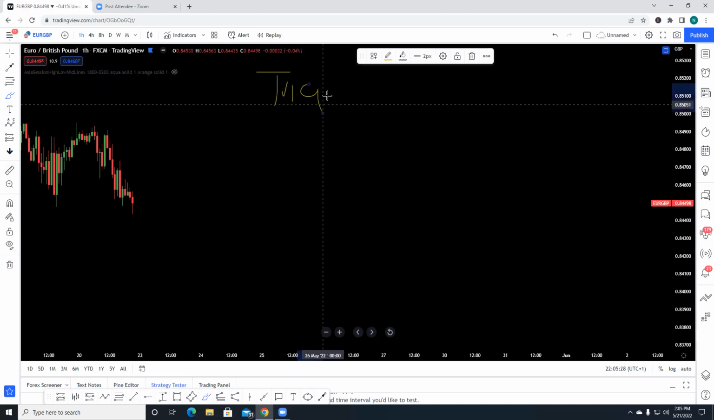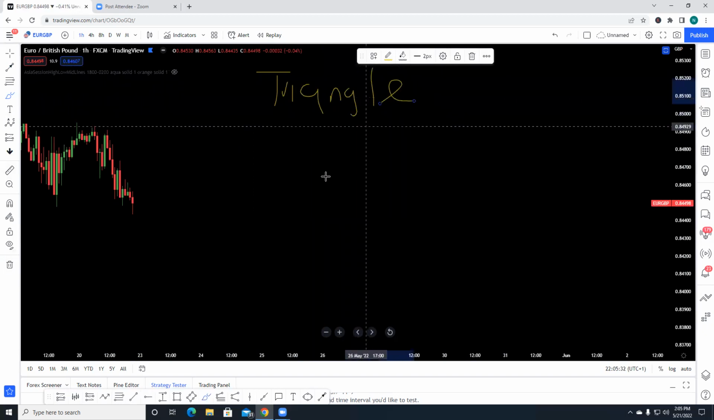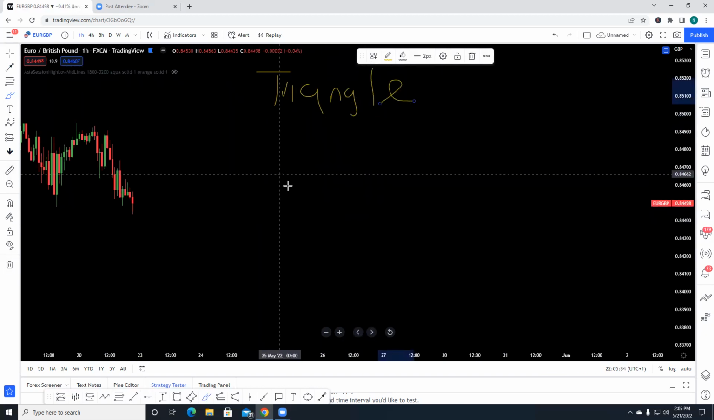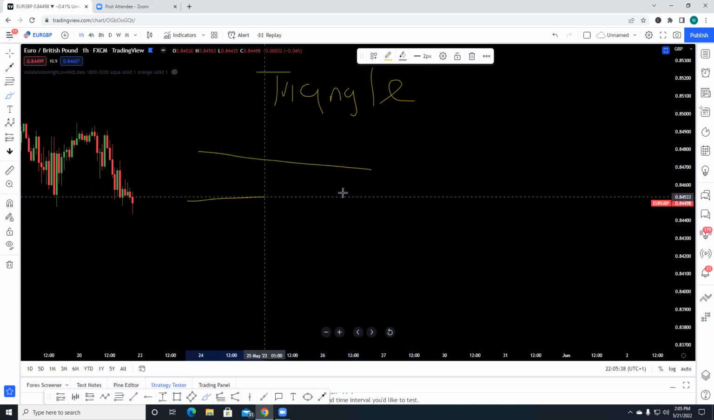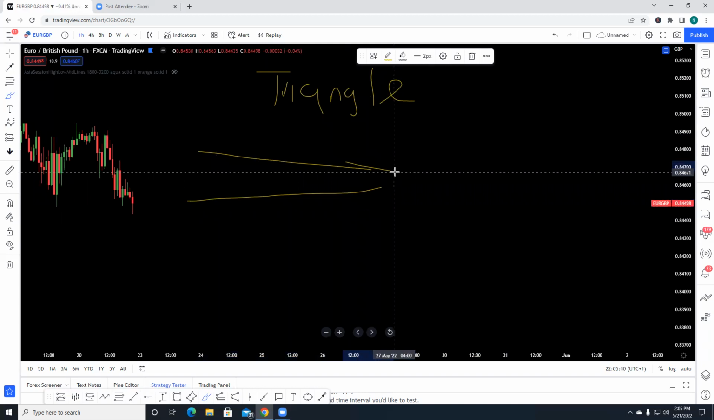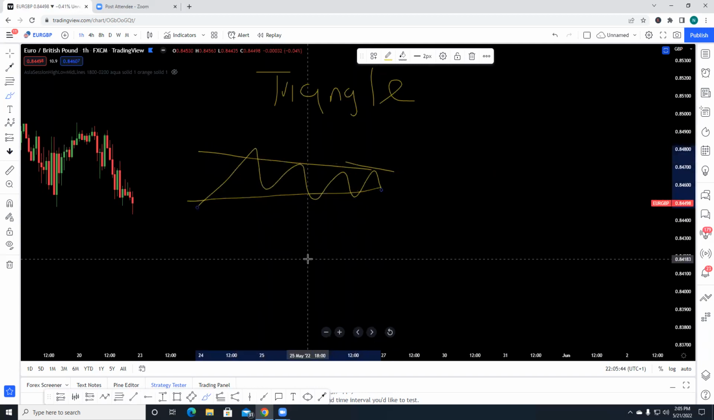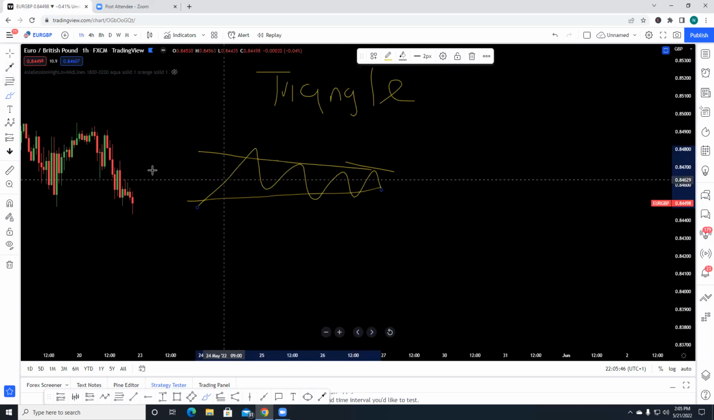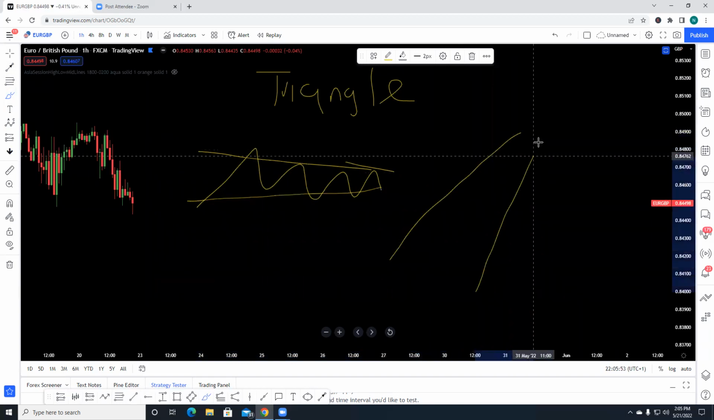In your elementary mathematics, in secondary school or primary school, you talk of a triangle. This is the shape of a triangle. A triangle is a shape like this. So a triangle is sideways. Can you see? It is sideways. When we're talking of a diagonal, we're talking of a structure like this.